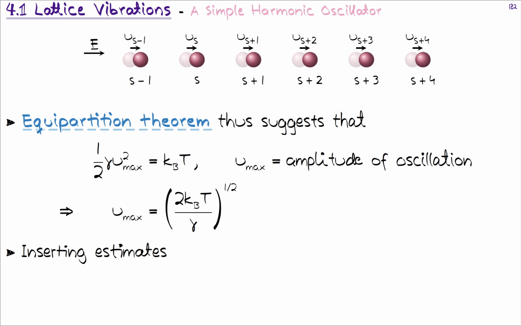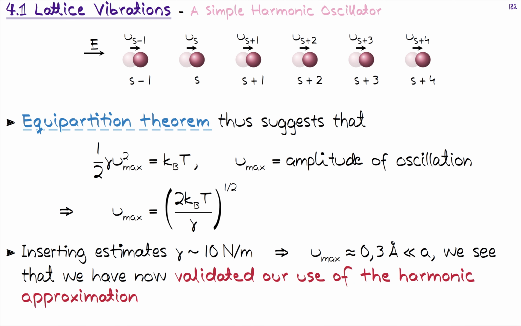This is now a useful equation, because we can insert estimates and a rule of thumb. What is the strength of the spring constant gamma? We can say it's roughly 10 newtons per meter, and then we can place the Boltzmann constant there. If we put in room temperature, 300 kelvins, I think we get that the maximum displacement is around 0.3 angstroms.